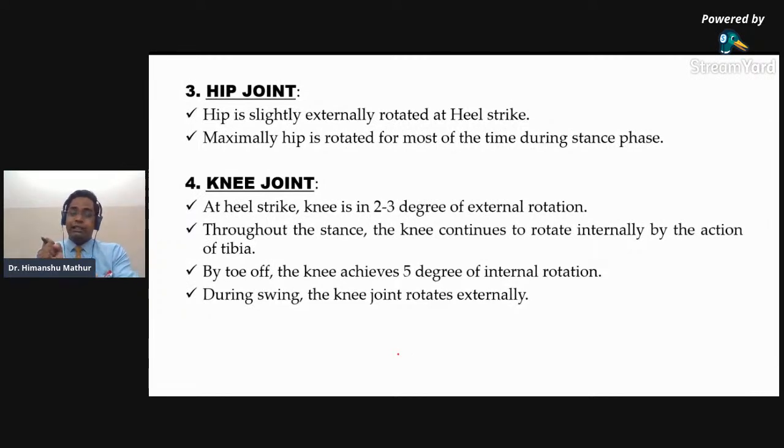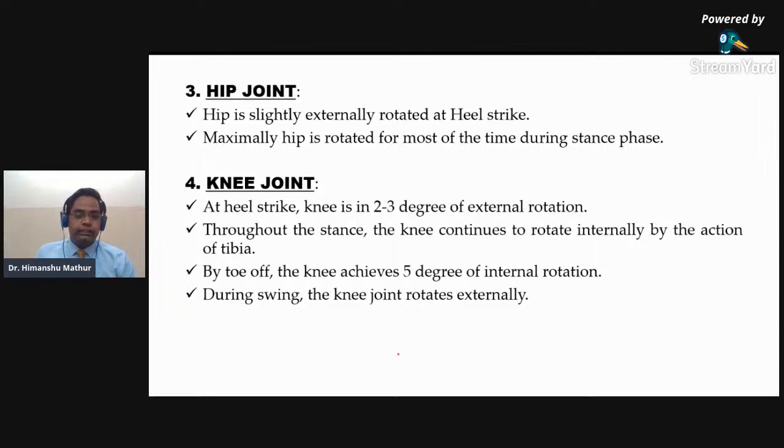Then the maximal hip rotation for most of the stance phase will be external only, because from the heel strike to the foot flat it moves internally. For the rest of the whole motion, it is rotating externally. All right. Coming on to the knee joint.